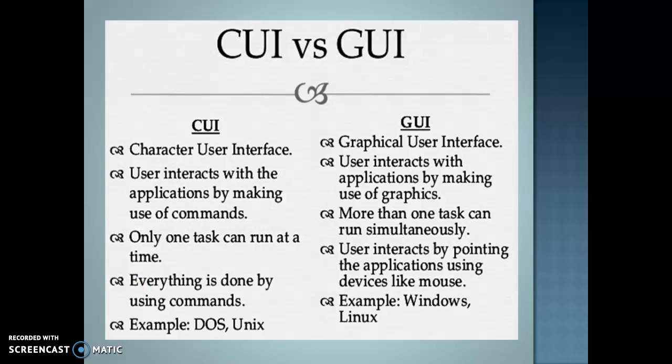And GUI occupies a much larger amount of hard disk space as compared to CUI. GUI-based operating systems are more expensive as users have to pay the license fee. I hope you all understand about the GUI and CUI, the advantages and the disadvantages.